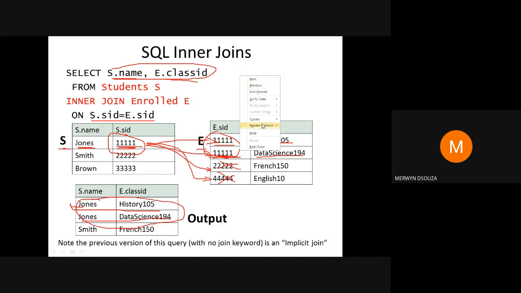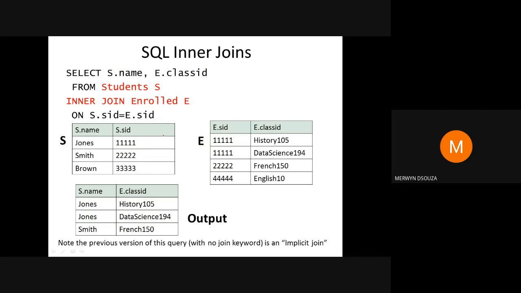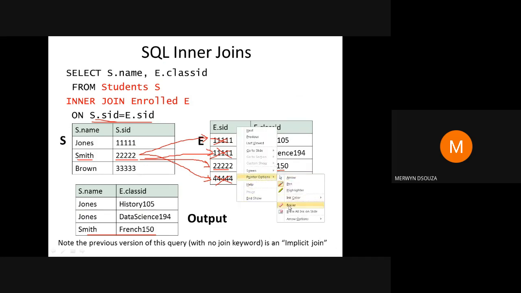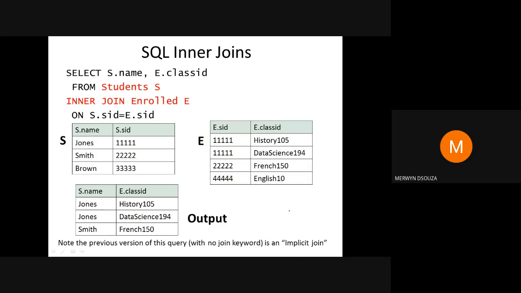Okay. So in a similar manner, we can do this for the second SID. You take the second SID, check here, no match, so nothing is retrieved. Check here, no match, nothing is retrieved. Check here, yes, there's a match. Okay, we are using this condition. There's a match. So you retrieve the name and the class ID and put it in the output. Again, you check here, no match, so no retrieval. Okay, so that is how it works basically.